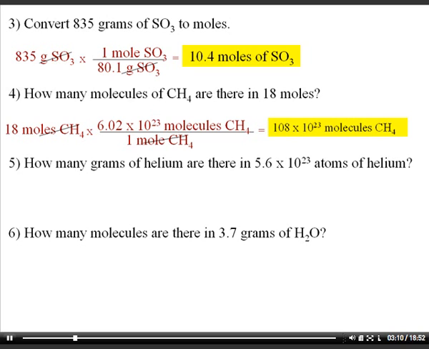Now you can have this answer 2 different ways in my class. I don't care if you have it as 108 times 10 to the 23rd, or if you want to write it properly in scientific notation, it's 1.08 times 10 to the 25th. Some students don't have an exponent key on their calculator, so I let them do the shortcut method.